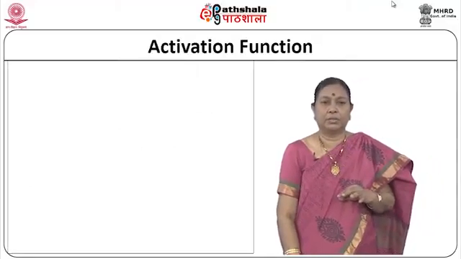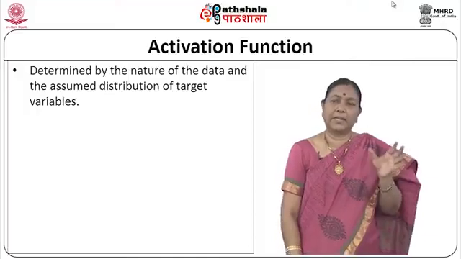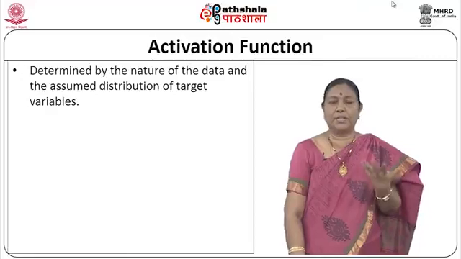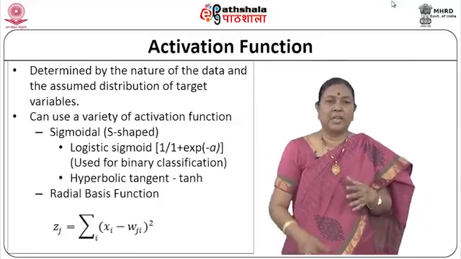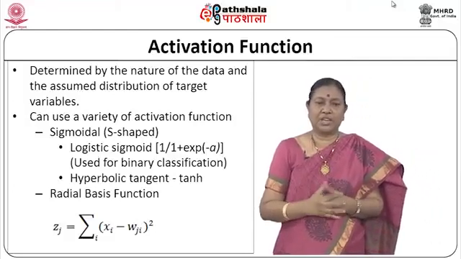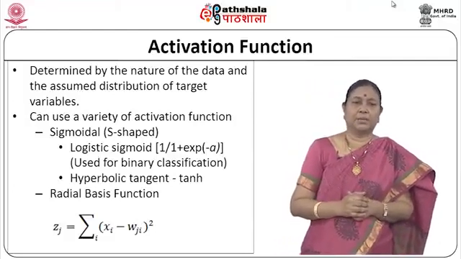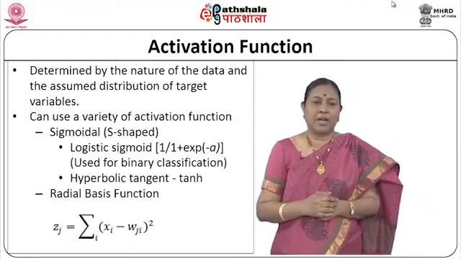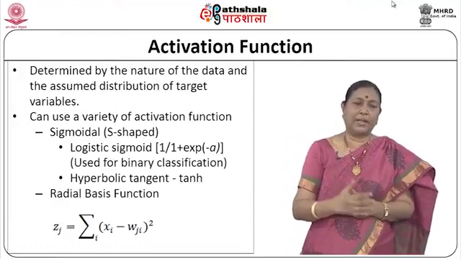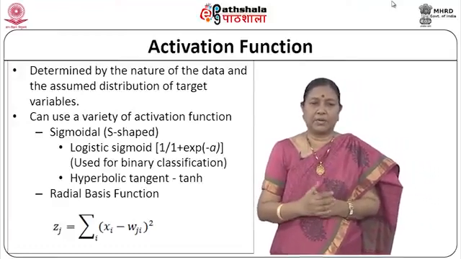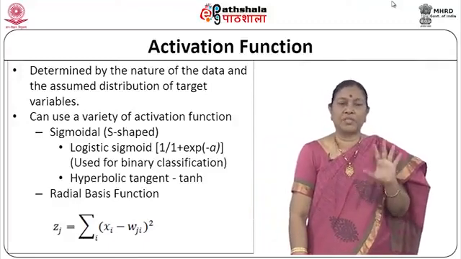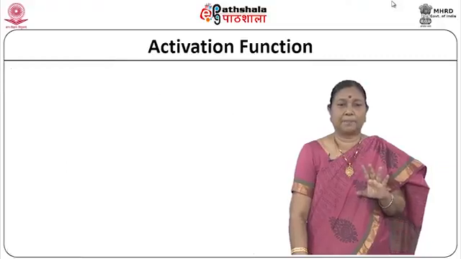Now, the activation function is determined by the nature of the data and the assumed distribution of the target variables. How will it be distributed? Based on that, you can choose the activation function. You can consider a variety of activation functions. The sigmoid, or S-shaped, function is fairly common, called the logistic sigmoid, used for binary classification, or the hyperbolic tangent, tanh. Another one is the radial basis function, where zj is equal to the exponential of minus the sum over i of xi minus wji, the whole squared. So, this is another method that they use, called the radial basis function.